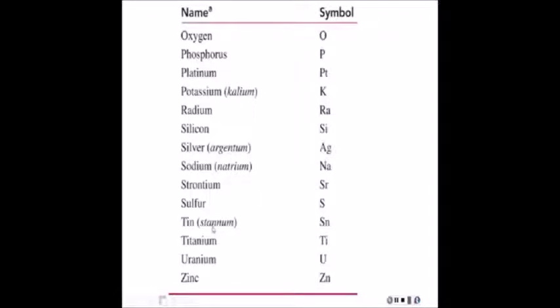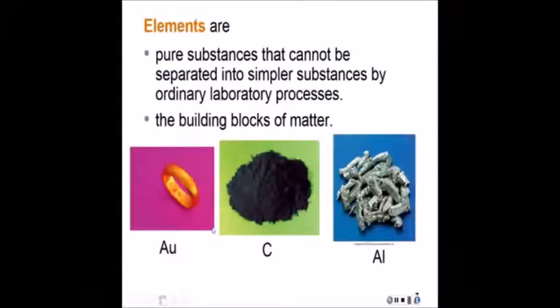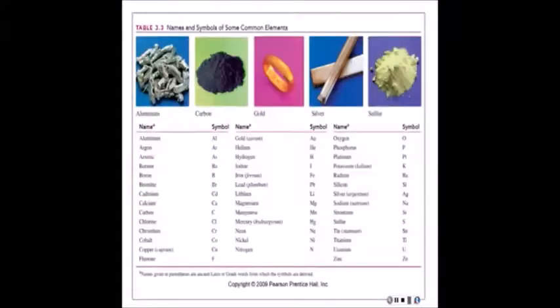All right, elements are pure substances that cannot be separated into simpler substances by ordinary chemical processes. Now, we can take elements apart, but when we take them apart into the separate atoms, the particles that we come up with are common to all atoms. So we're not saying you can't break those atoms apart, but once you do, you don't get smaller basic substances like these.